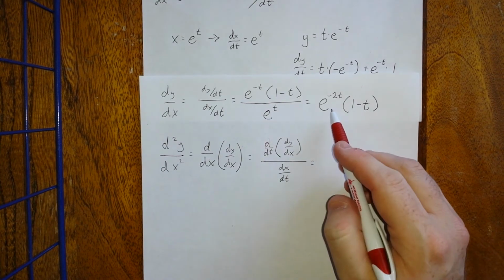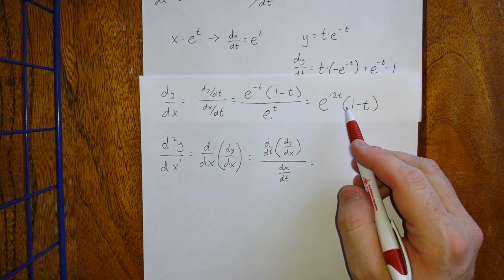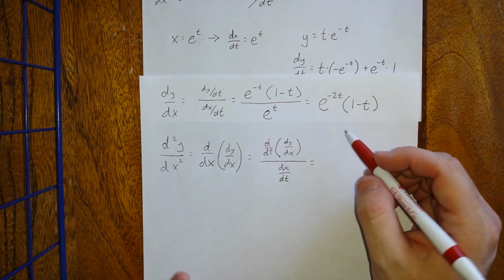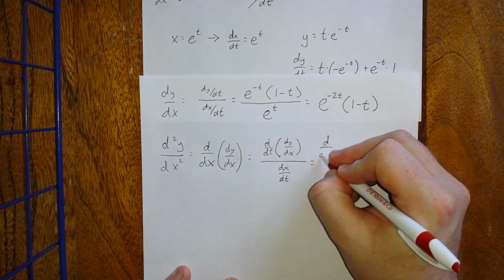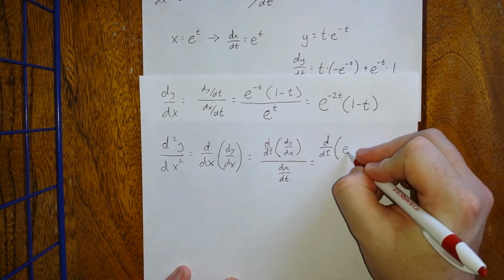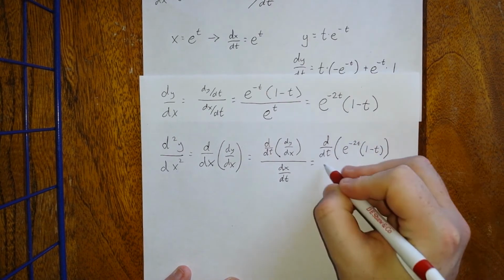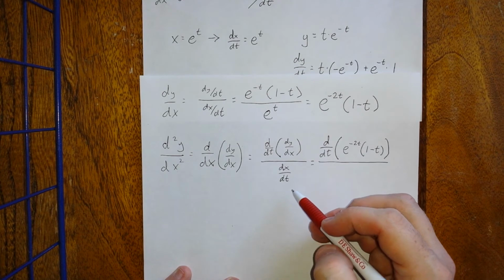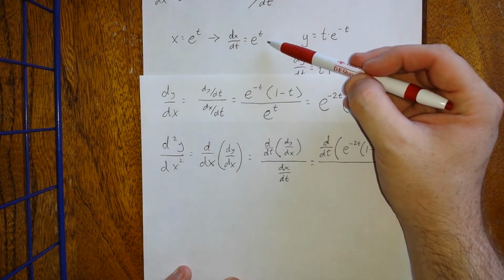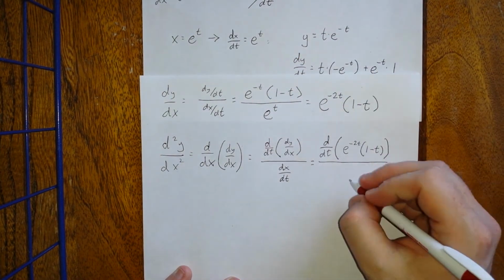Now thankfully we have a slightly more basic form of dy dx. We still need to differentiate this with respect to t though. So we'll say the derivative with respect to t of e to the negative 2t times 1 minus t, all over the derivative of x with respect to t, which we still have on camera up here. That's still going to be e to the t.